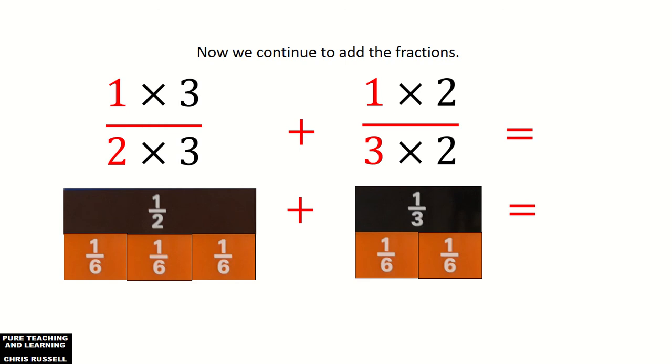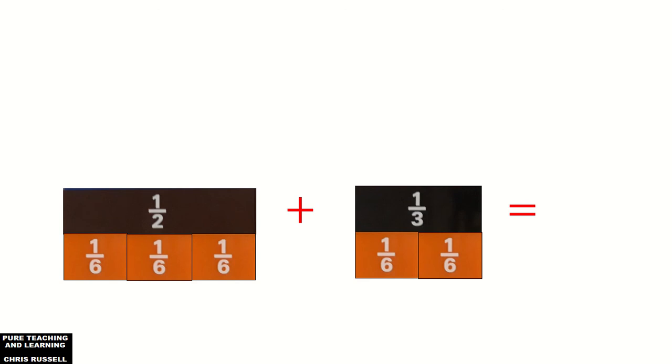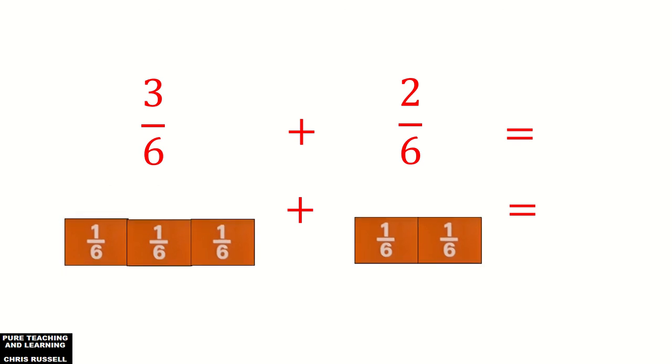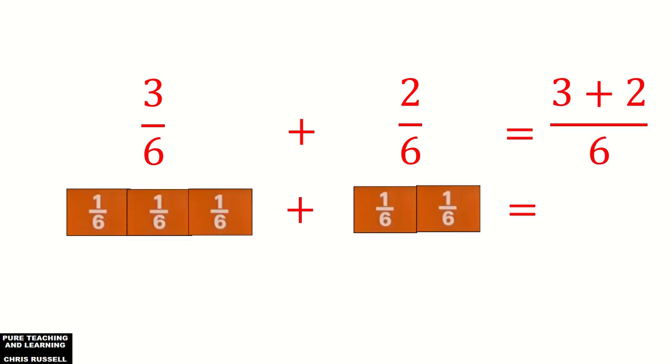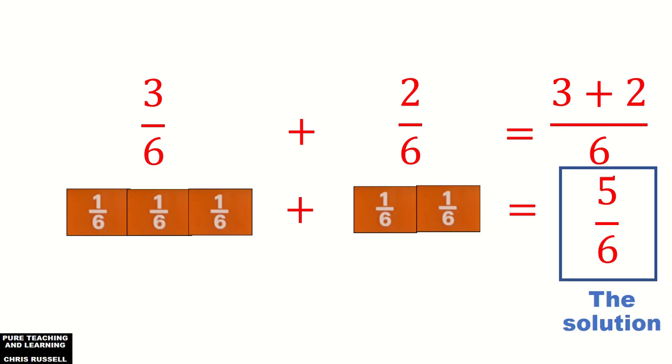Again, we multiply the numerators and the denominators. We get 3/6 add 2/6. How many do we have? We add the numerators and we get 5/6. And that's our solution there.